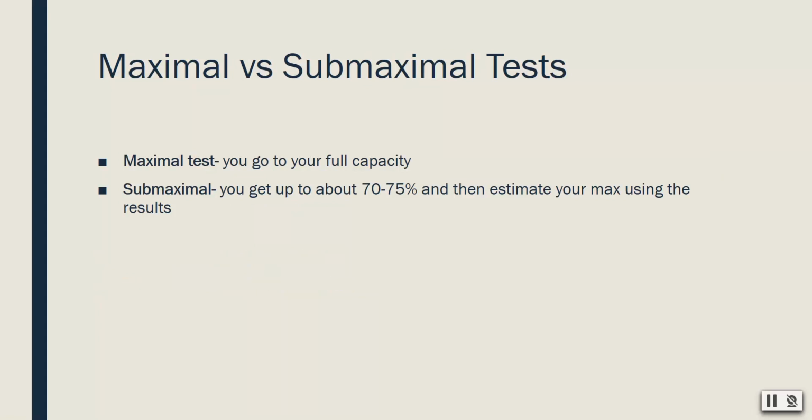Before diving into these tests, you need to know the difference between a maximal and a submaximal test. With a maximal test, you're going to go to your full capacity. So you'll go to your full 100%, feeling like you can't go any harder. This is going to give you a true max value, hopefully. With submaximal tests, you're only going to get up to about 70% of your max and then estimate what your max would be using the results. So some examples of variables that you would use to determine results include heart rate, distance, and time.